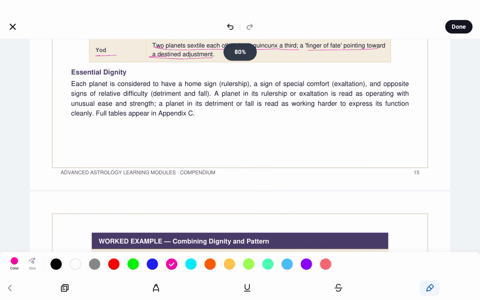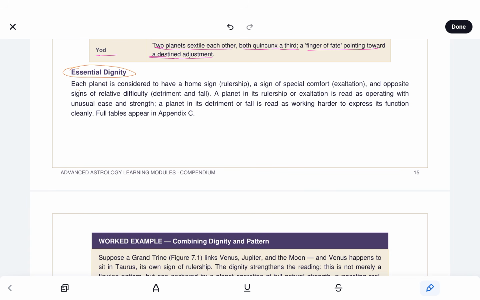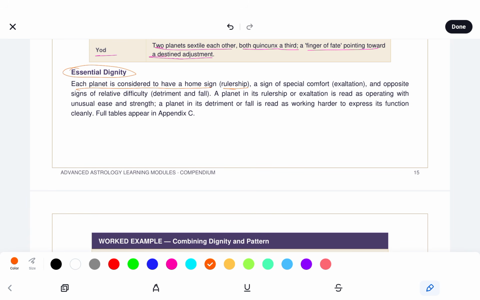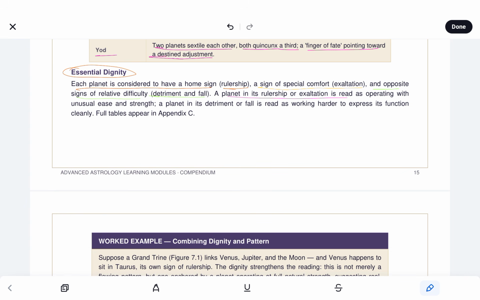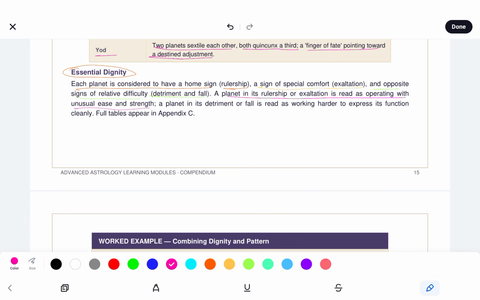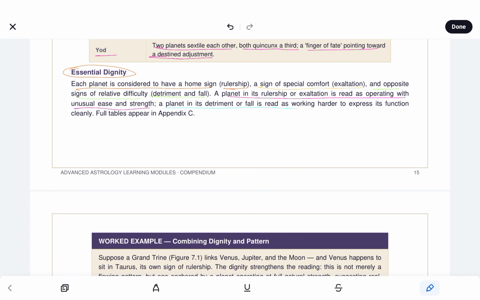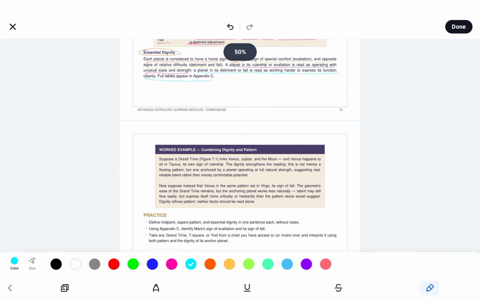So with essential dignity, we see each planet is considered to have a home sign, which is its rulership, a sign of special comfort, exaltation, and opposite signs of relative difficulty, detriment and fall. So a planet in its rulership or exaltation is read as operating with unusual ease and strength, while a planet in its detriment or fall is read as working harder to express its function cleanly. We'll see the full tables appear in Appendix C.